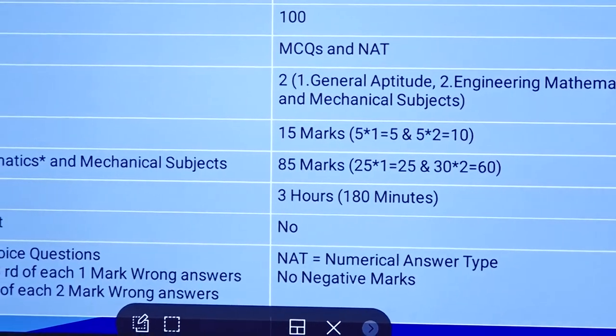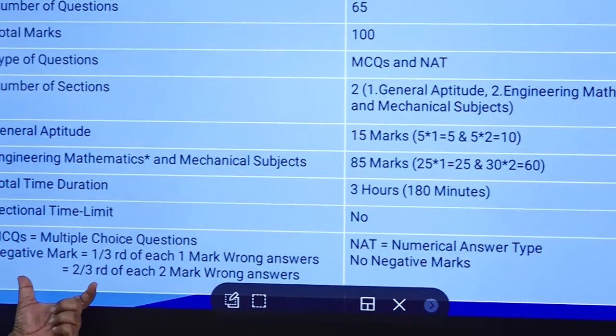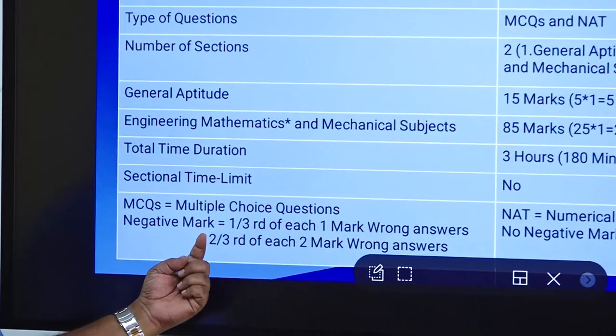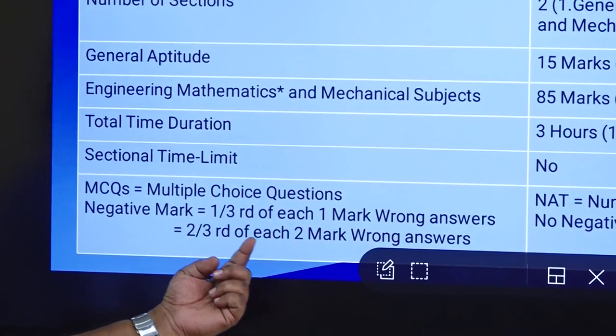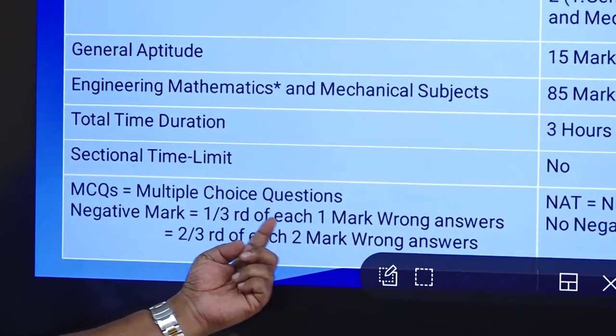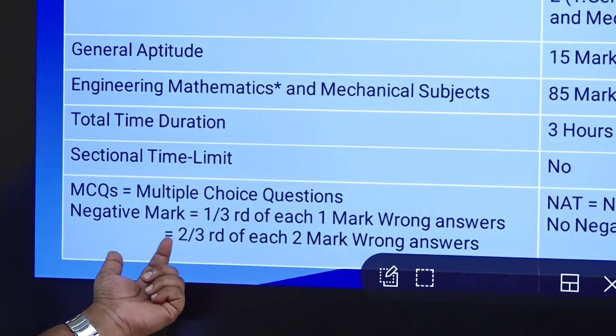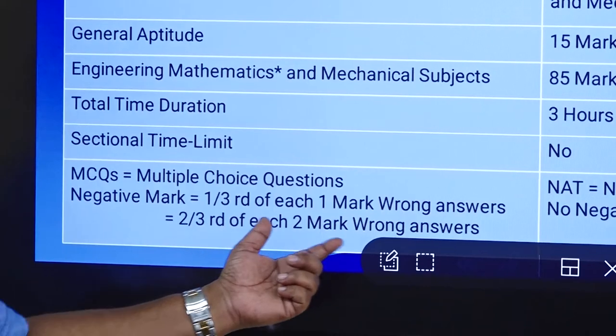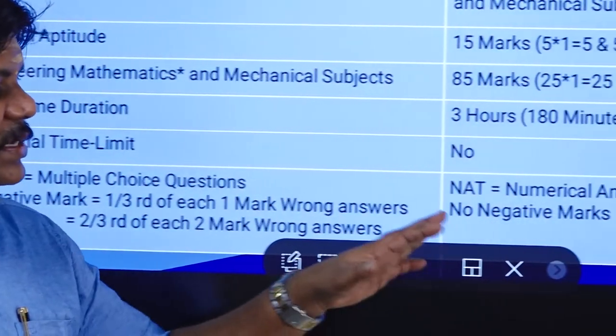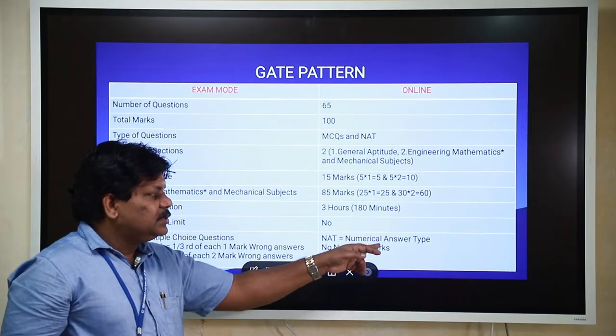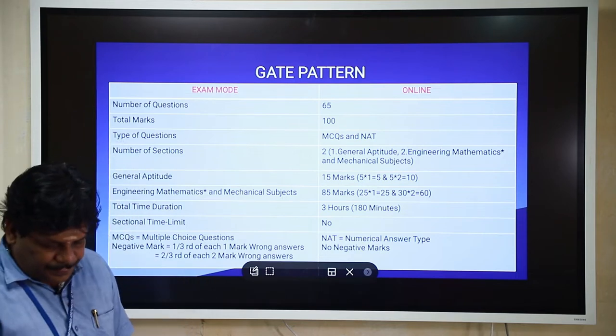Okay. So these multiple choice questions have negative marking. For 1 mark questions, you have 1 by 3 mark deducted for each wrong answer. And for 2 mark questions, you have 2 by 3rd marks deducted for each wrong answer. There are no negative marks for the numerical answer type.